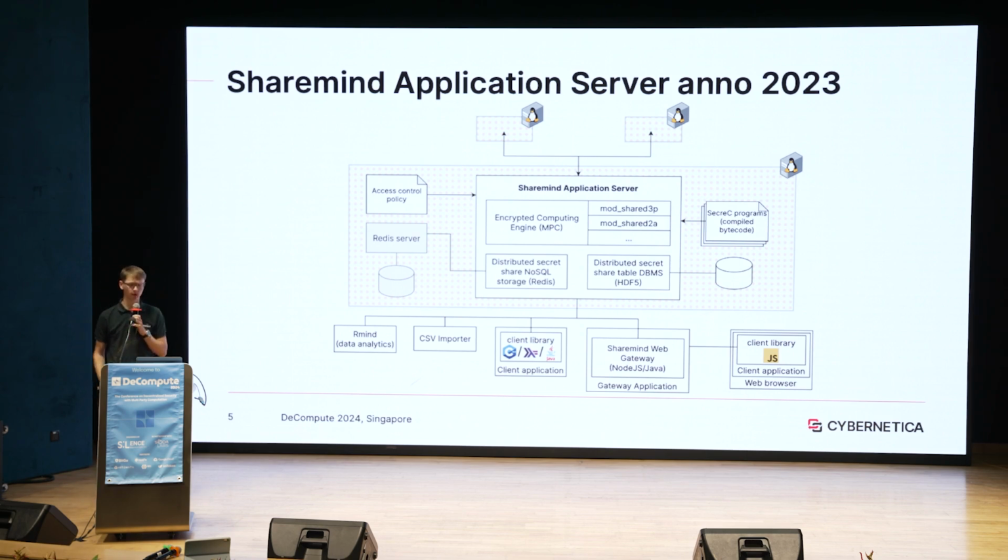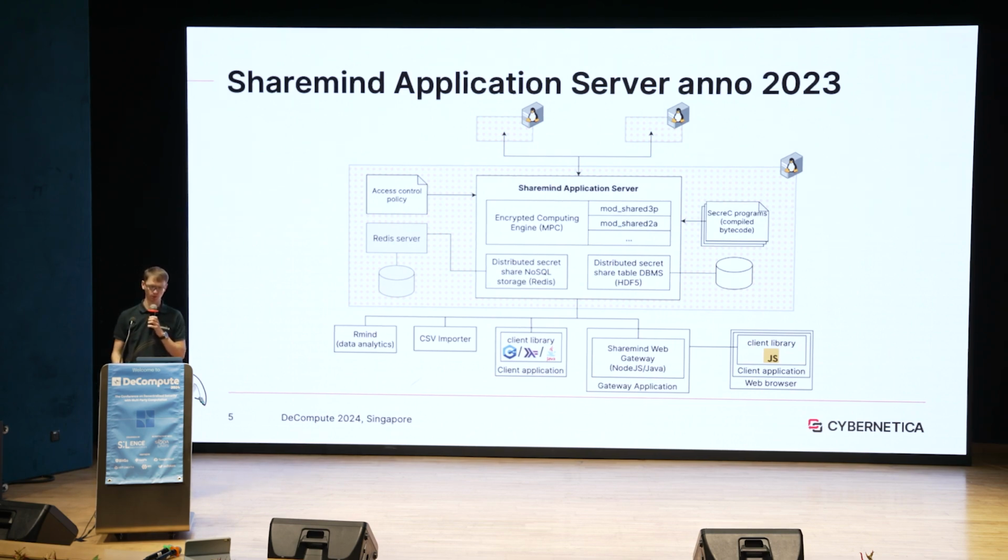On the client side, you can choose from one of the ready-made applications. For example, most of the data owners use the CSV importer to turn their local CSV into secret shared form and then distribute it among the computation parties. If you want to do data analytics, then RMind with our language is there for you. Or you can build custom applications in C, C++, Haskell, Java, or if you want to do something web-based, for example a questionnaire form, you can do it in JavaScript. Okay, so that's basically our offering at the moment.